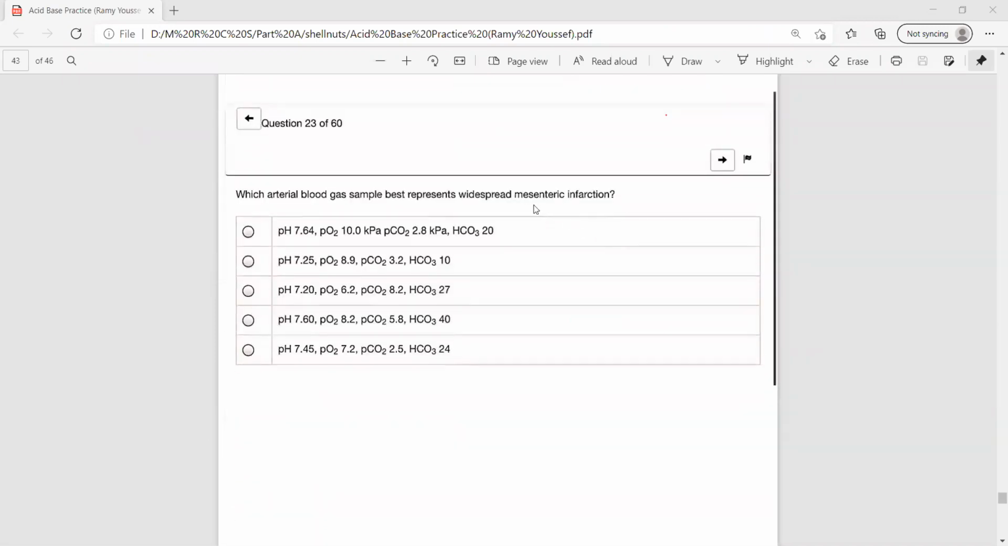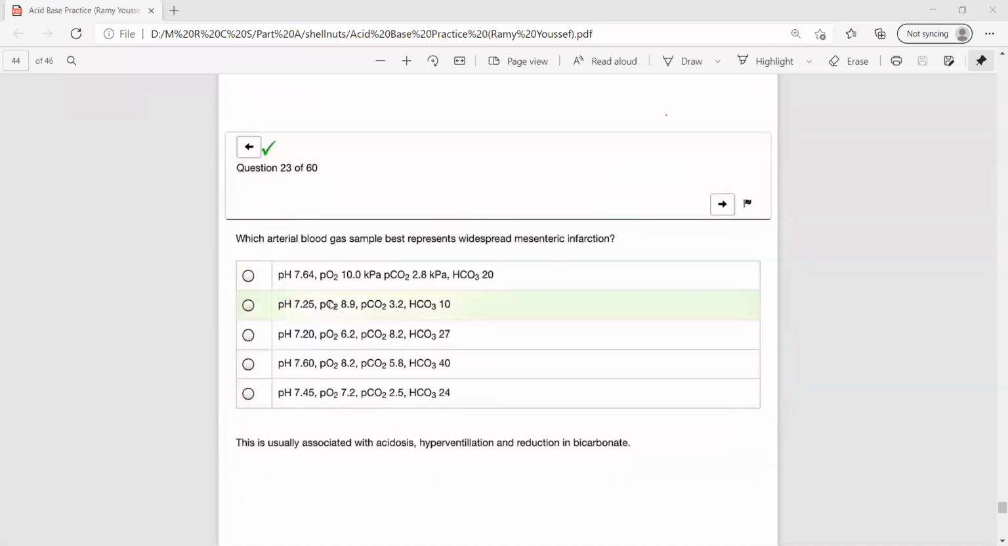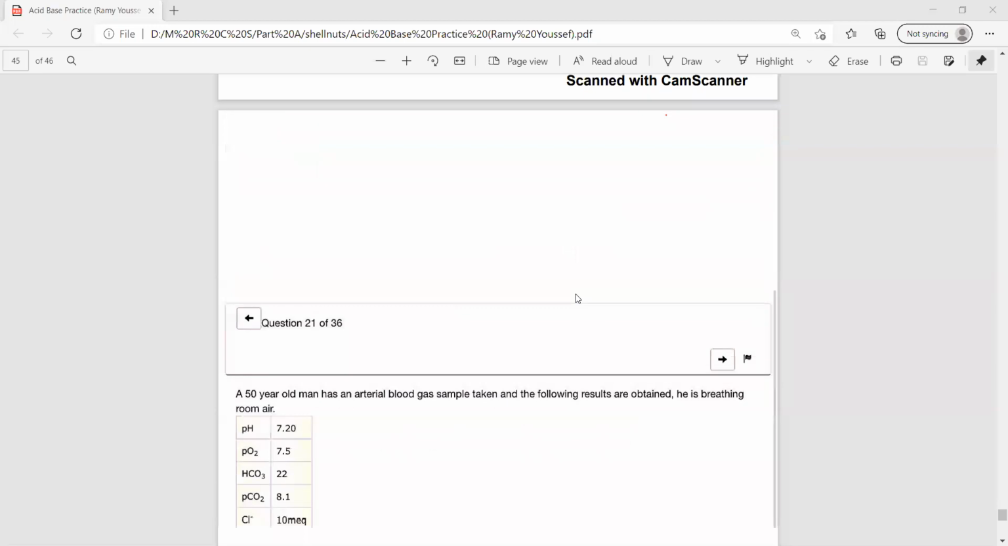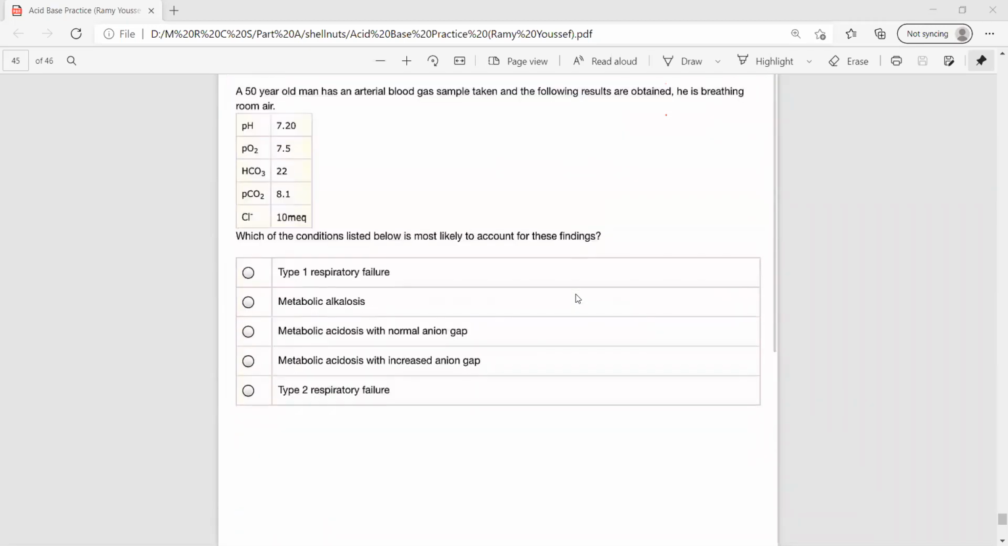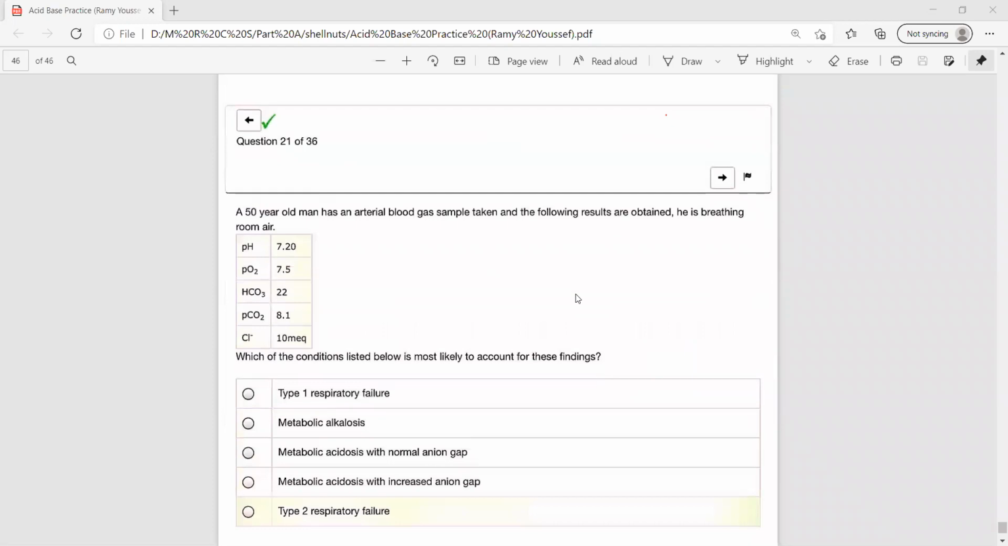Sometimes I tell you the patient has mesenteric infarction, the same example we answered. The patient will have high lactic acid and a metabolic acidosis. So expect this patient to have acidosis and a low HCO3, so this patient has widespread mesenteric infarction. This patient has metabolic acidosis with respiratory compensation. And again, this question is repeated.